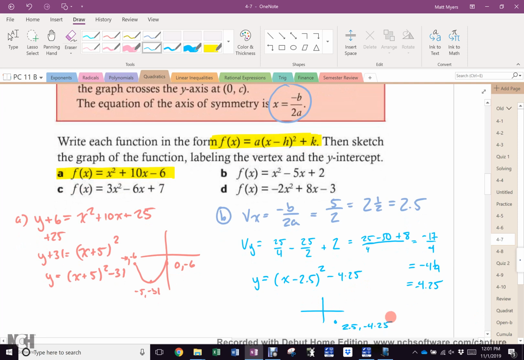Do I know the y-intercept? What is it? 2. So right there is 0, 2, correct? How far did I go that way to get to it? 2.5. So how far am I going to go that way? What's 2.5 plus 2.5? So that's 5. And what's my y value? 2. And then I can graph it. So what I was saying was you can cheat by using this to get your vertex, then you get this. Everybody understand?